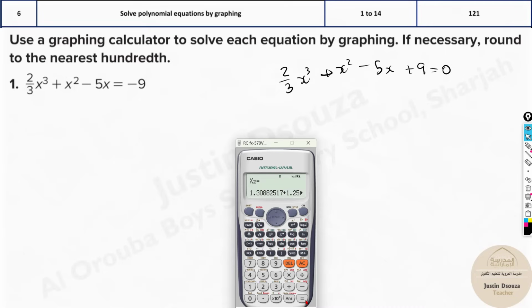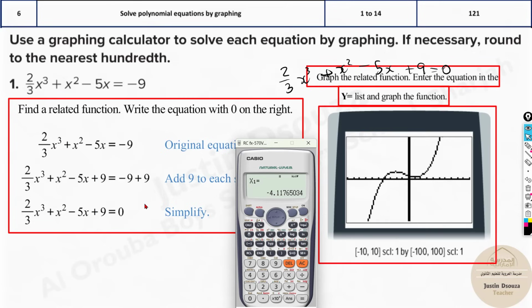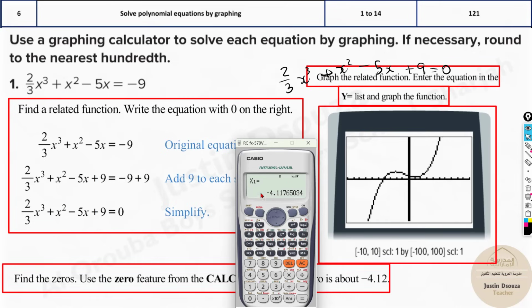So you have 2 imaginary numbers. You can see this is imaginary. If you press next, see that whenever the numbers are like that, that's imaginary. And the only real answer is negative 4.11. So let's see the final answer. You can see it's approximated to negative 4.12.